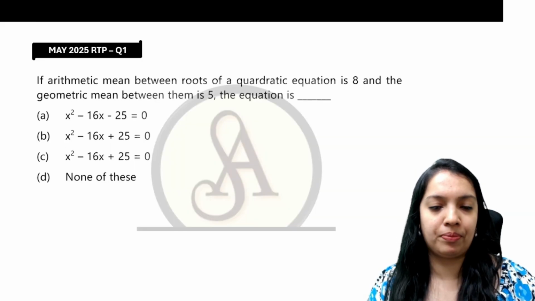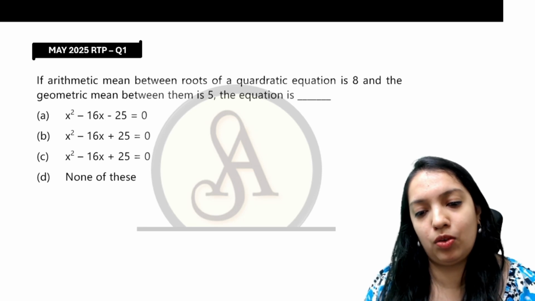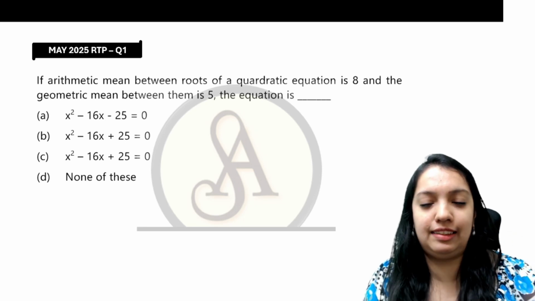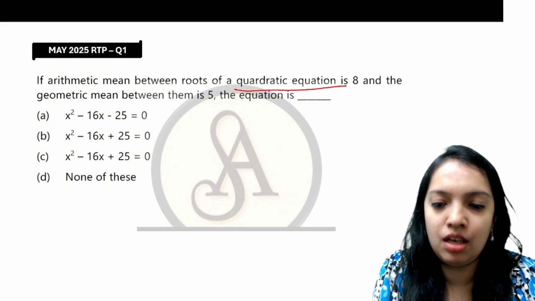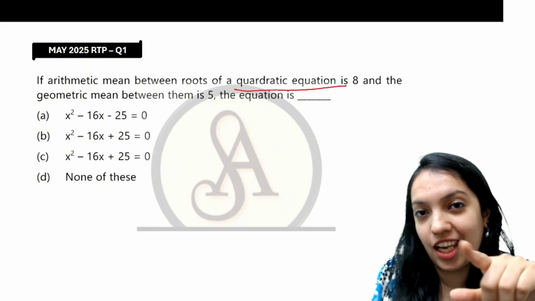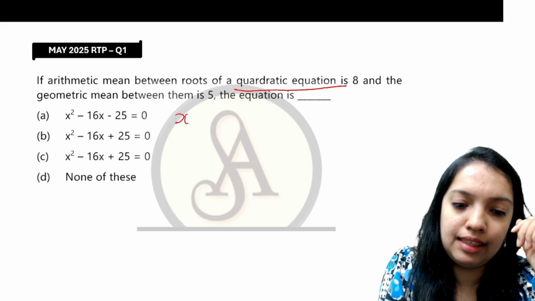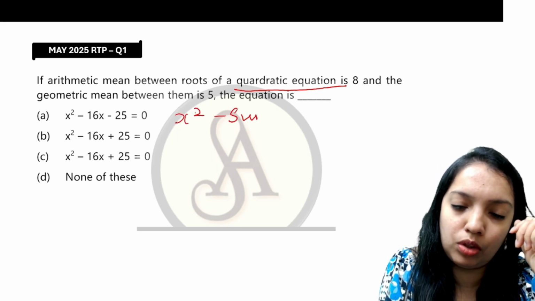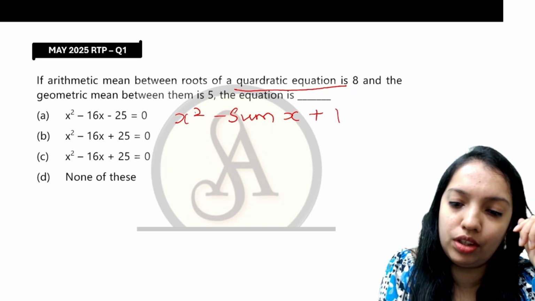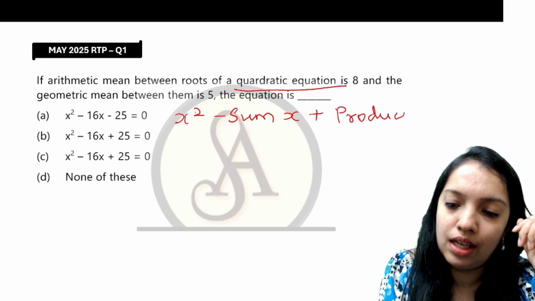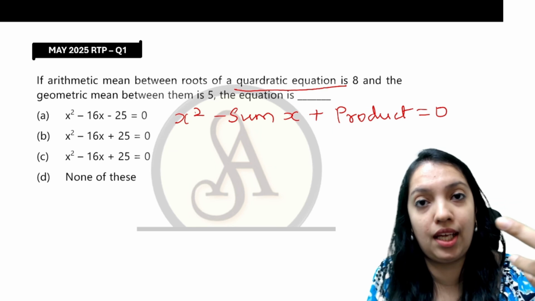Question number 1. If arithmetic mean between roots of quadratic equation. Let's highlight the word quadratic equation. Look at the last line, quadratic equation is dash. And how do you frame a quadratic equation? It is x square minus sum of the roots into x plus product of the roots is equal to 0. This is the generic formula to frame an equation.